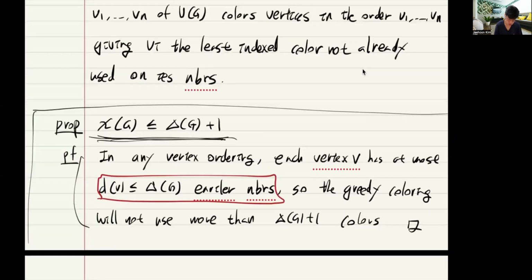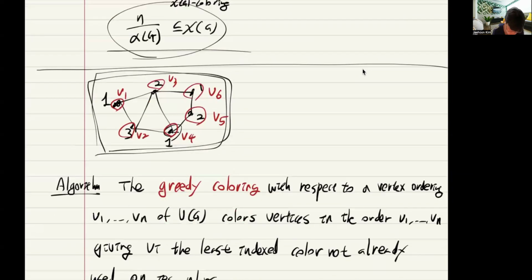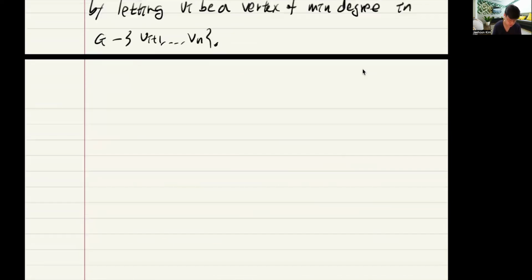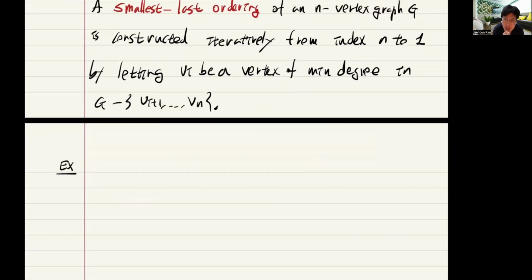So for, say, this graph, you put this as V6, and once you delete it, this has degree 1, the smallest, so this is V5. Then this is degree 2 in the remaining subgraph, so this is V4, and then the rest is arbitrary. So that's the smallest-last ordering. And here again, this is V5, this is V4, V3, V2, V1. So this is what we define as degeneracy.